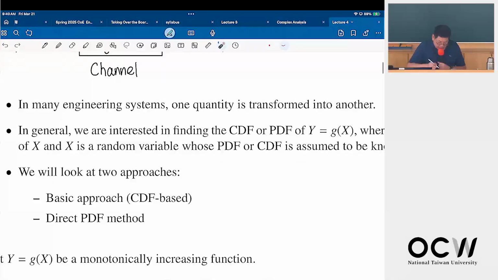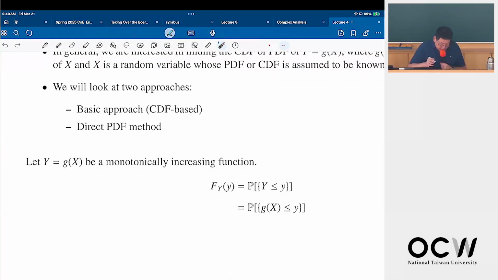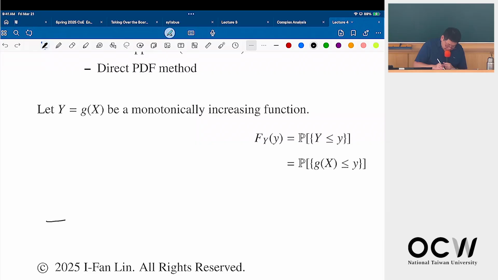We know the methods, and here we just look into it. We have two approaches to find the CDF or PDF. Well, actually, to find the PDF, we have two methods: the basic approach and also the direct PDF method. Let's see. Suppose now y is a function of x, and it is a monotonically increasing function. So this is x, and this is y.